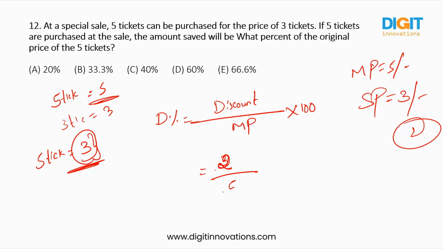So the discount is 2 by market price 5, into 100, 5 twenties, which is 40%. I hope you are clear. So this is the answer. They are asking what is the original price of the 5 tickets. In the percentage they are asking, it is 40%.